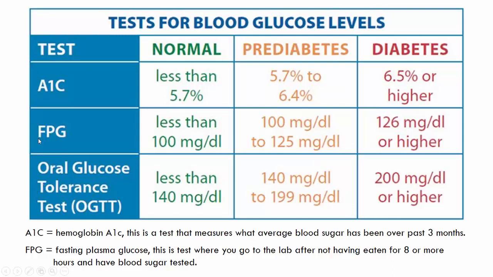The next test that's done pretty commonly is a fasting plasma glucose. So this is where they check your blood sugar at the lab after you have not eaten for 8 or more hours. The goal is to have that fasting plasma glucose less than 100. 100 to 125 is considered the prediabetes range, and 126 or higher may put you into the diabetes range. Similarly, you will probably not get diagnosed with diabetes if you just have this test high one time, but if it's confirmed with a second test, you may be diagnosed with diabetes.